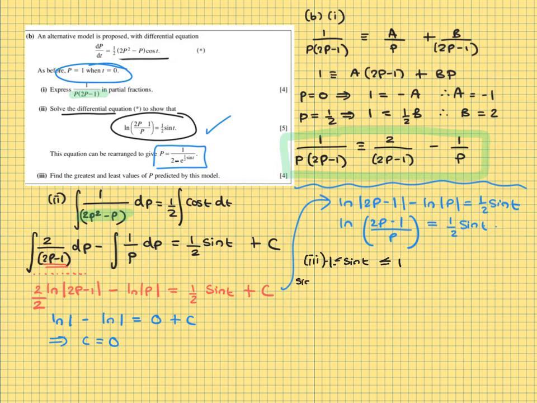So if sine t equals 1, that means that p would equal 1 over 2 minus e to the power of a half. If sine t equals negative 1, this means that p would equal 1 over 2 minus e to the negative a half. Now you can use a calculator to evaluate these. This one is equal to 2.847 and this one is equal to 0.718 approximately. So we can see from here that this one is the maximum value and this one is the minimum value predicted by the model.